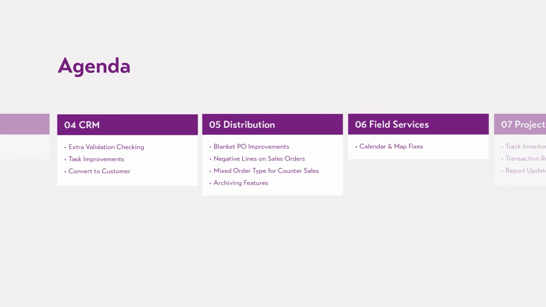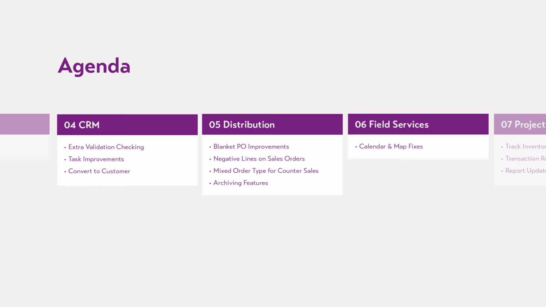Now, in terms of CRM, we'll look at the extra validation checking that's been set up for duplication records. I'll also talk about what improvements have been made to tasks, and then we'll look at how we can actually convert customers when we're doing the sales order process through opportunities.